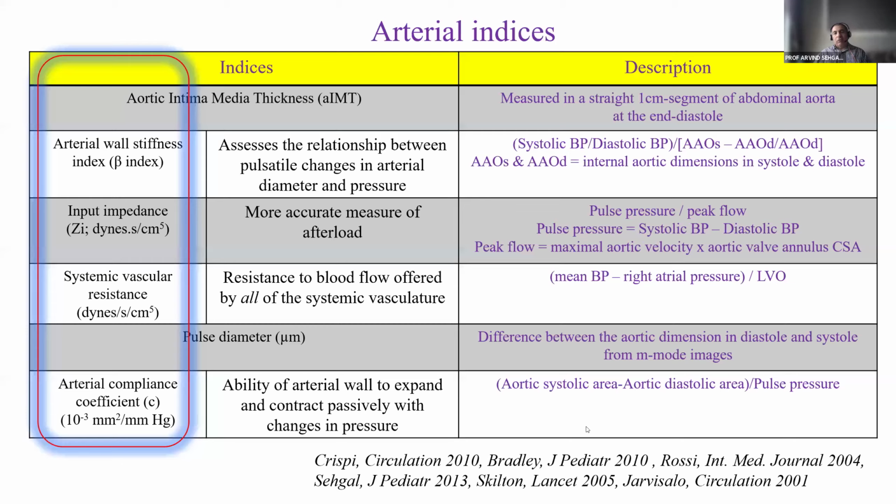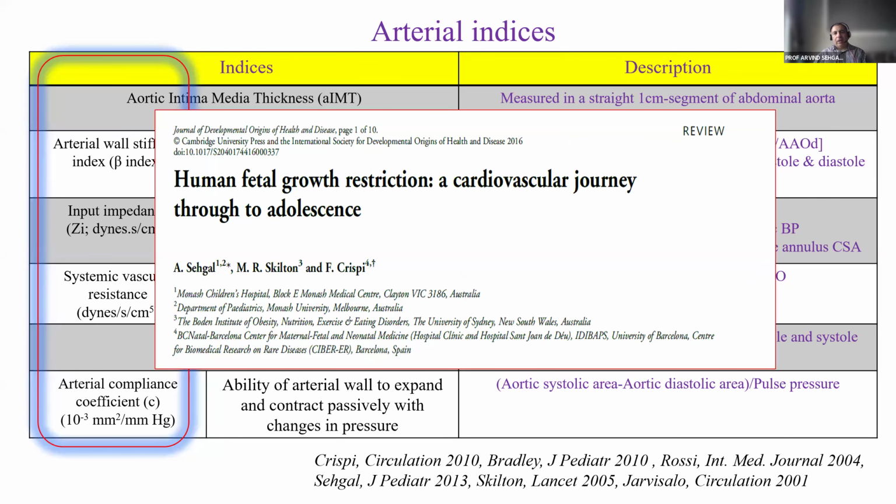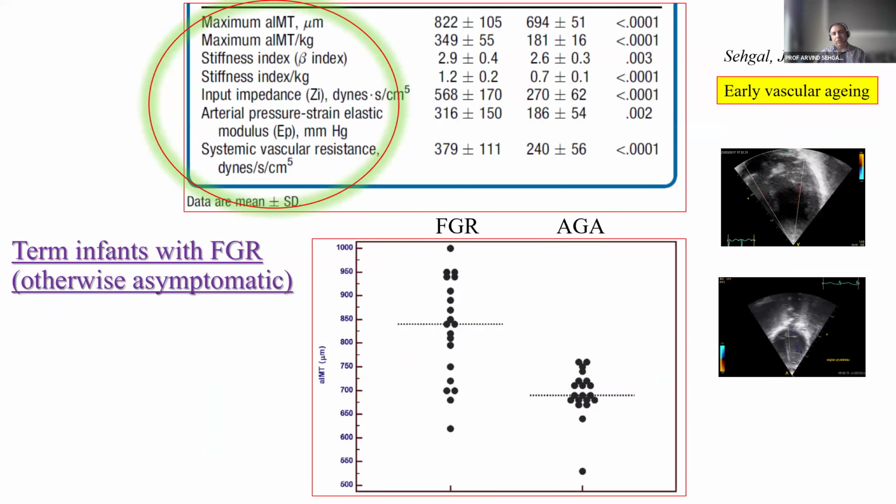So in terms of postnatal ultrasound criteria, what is in use? This table gives you different indices. Look at, of course, the thickness of the aorta intima media, then the wall stiffness, impedance, systemic vascular resistance, compliance. This is all well studied and well validated in the pediatric population, and this is what I've been using since about 2013. If anybody wants to look into detail about these parameters and how to do it, you can look at this paper from our group about the journey that starts from fetal life and goes through to adolescence. You can see these changes.